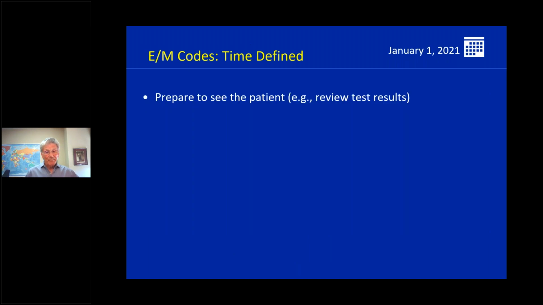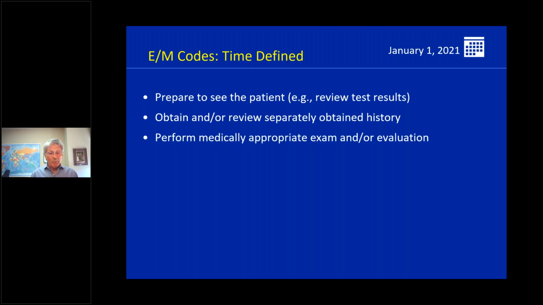Now, the other thing which is very different is what you get credit for in terms of time. Remember, in the old system, it was only face-to-face time. In the new system, what goes into the computation of time is the time it takes for you to prepare to see the patient. In other words, looking at a prior note, looking at a note from another clinic that the patient went to, looking at test results from the last visit. Next is reviewing a history that might have been taken by another clinician or maybe a medical assistant in your office. Then, of course, to perform what is a medically appropriate exam or evaluation.